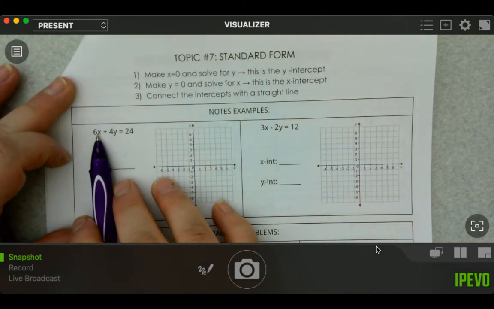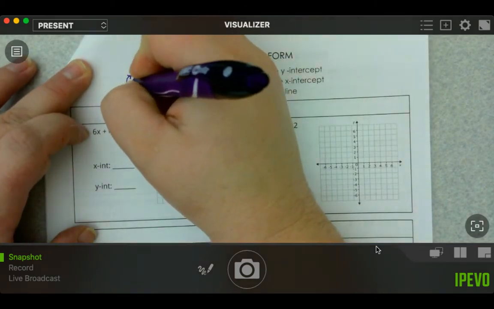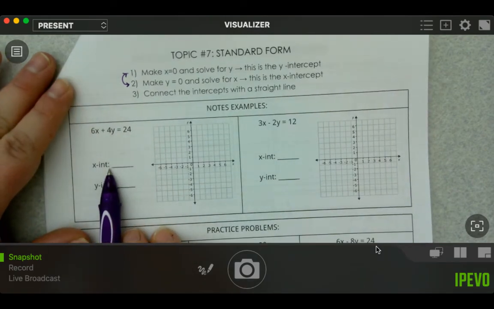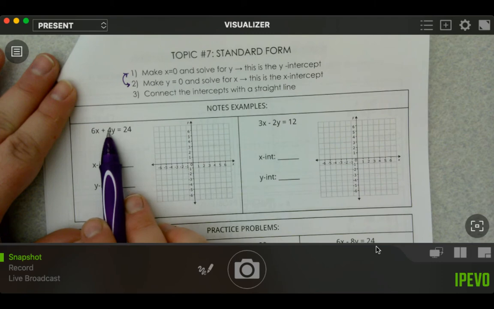So I'm actually going to solve for x first. I'm going to kind of switch these two and do them in the opposite order. It doesn't really matter, but since x is first, I'm going to solve for x first. So here's the thing. If I make this 0, it's just going to go away. The y is going to go away, and so is the 4 in front of it, because these two are being multiplied, and 4 times 0 is 0. So if this goes away, what I have left is 6x equals 24.